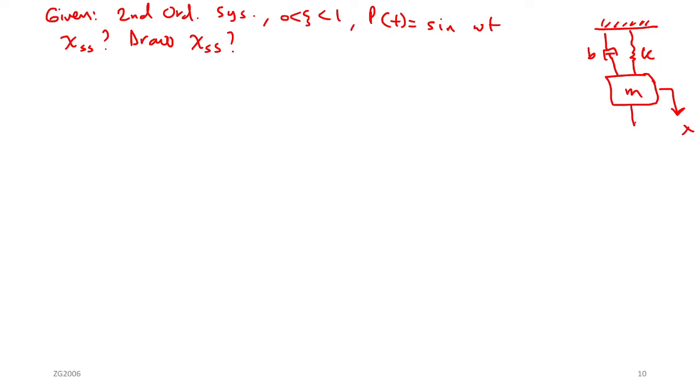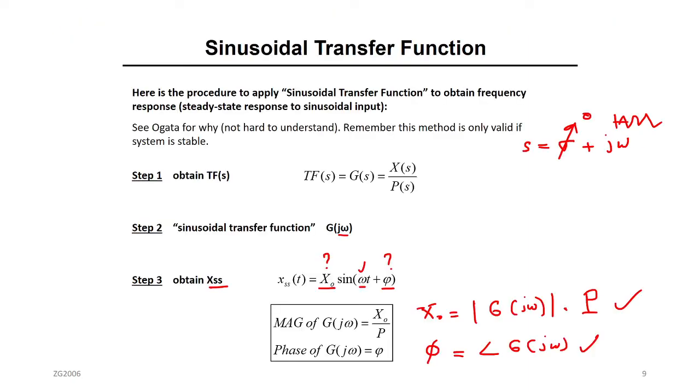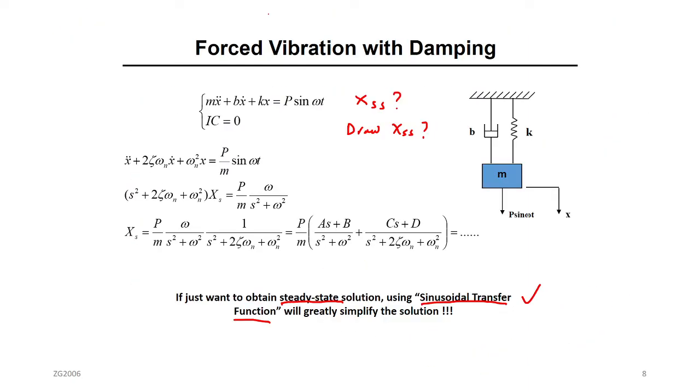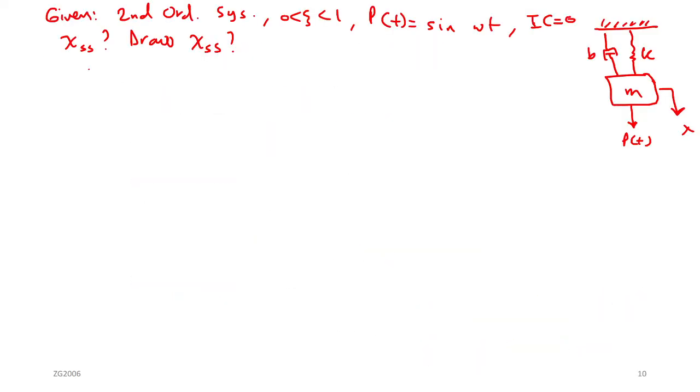What else? There's an external force. How much is the external force? P of T, which is given here. Also, the initial conditions are given in the problem. Initial conditions are equal to 0. Is that all? Yes, that's all. So this is given.